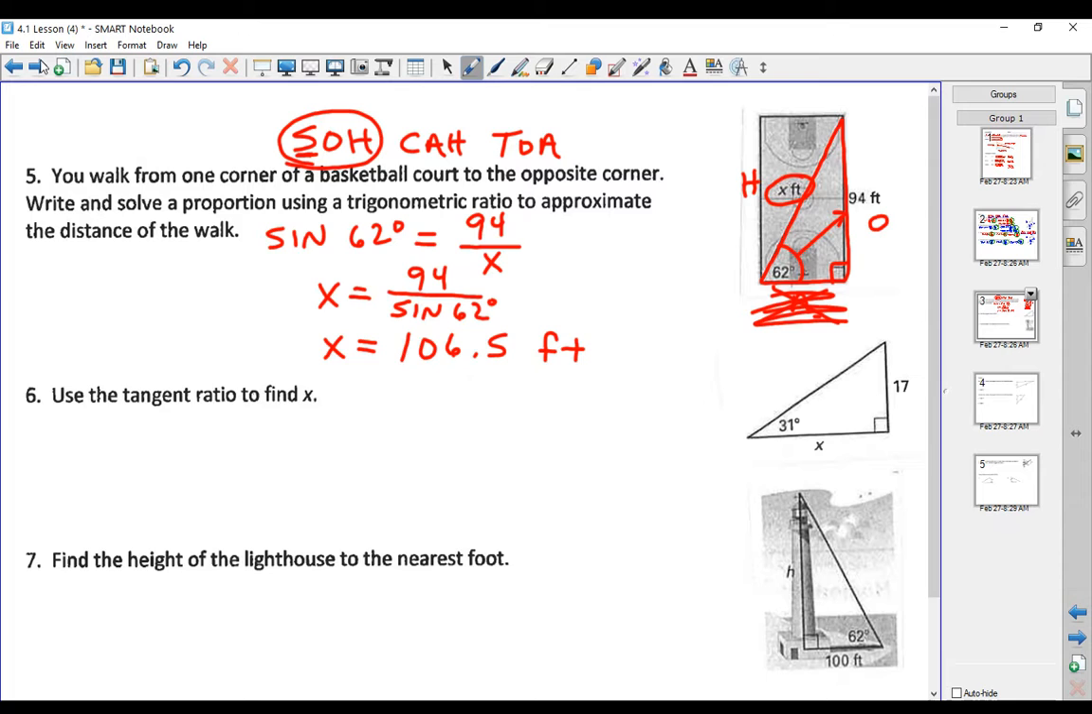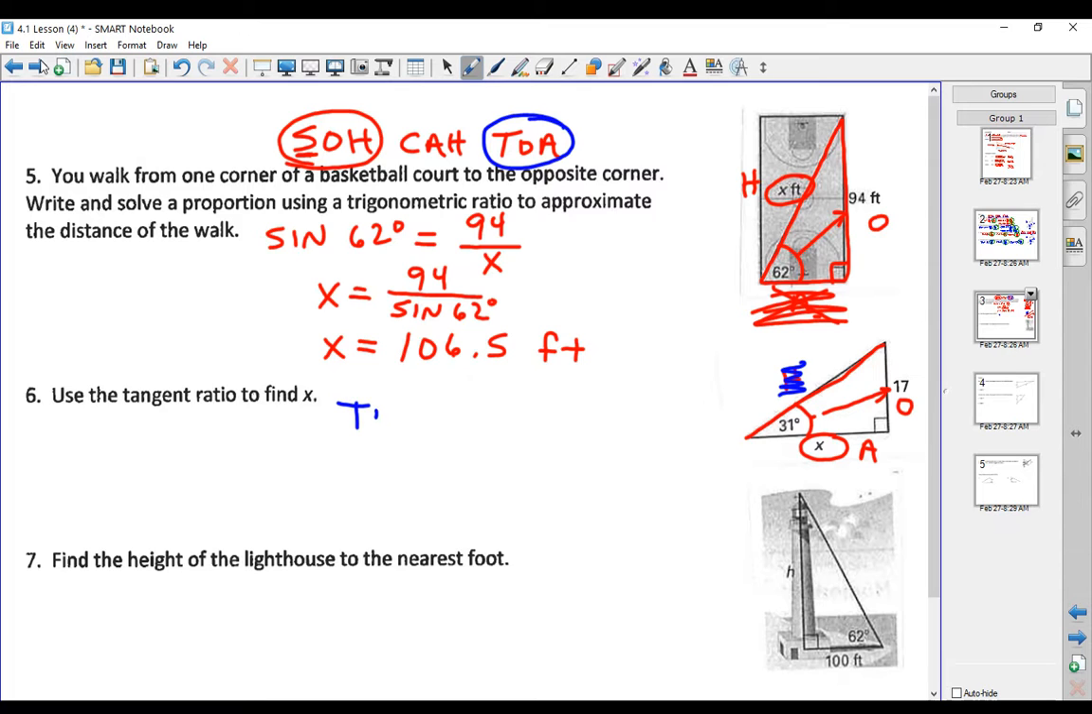Here they want me to use the tangent ratio to find x, this x right here. Now this is the angle that I know, that's 31 degrees. This is the side across from the right angle, that's the hypotenuse. This side over here is what I'm looking at from my angle, so that's the opposite. That means this is the adjacent. Now you will remember that in order to find the tangent, I have to use the opposite and the adjacent. So I don't need the hypotenuse this time.